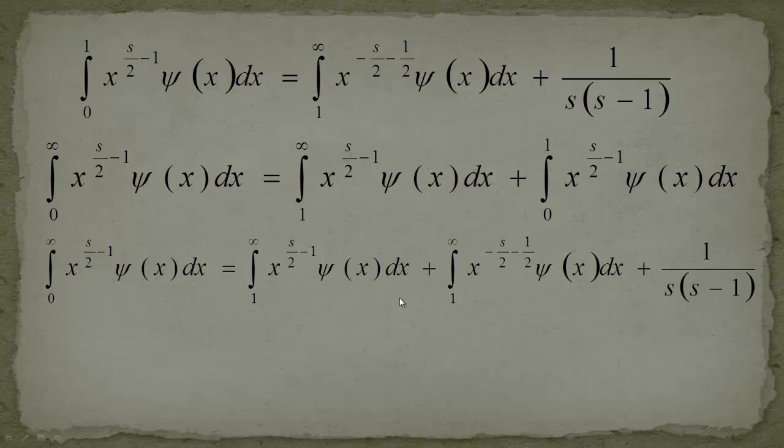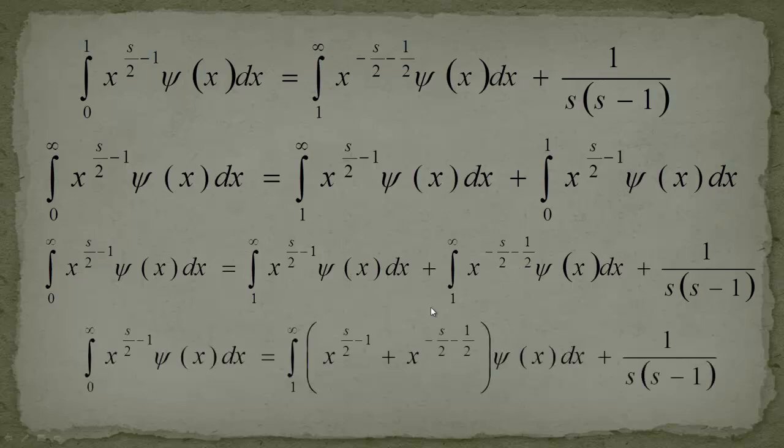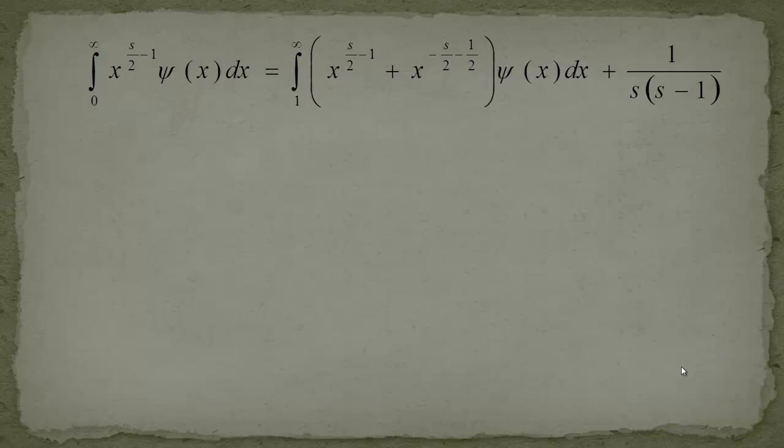Now what we can do is, because we have the same boundaries, we can bring both these functions together, and I will go ahead and merge these integrals from 1 to infinity. We have here the coefficient x to the s over 2 minus 1 plus x to the minus s over 2 minus 1 half, and multiply this with psi x dx, and we have this constant term over here. Now what can we do with that?